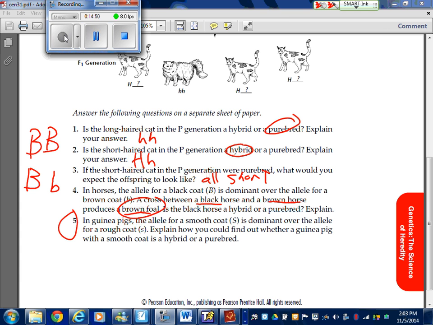And then this is the exact same thing. In guinea pigs, the smooth coat is dominant over the rough coat. And so you have the smooth coat guinea pig, and you don't know if it's hybrid or purebred. How do you find the answer? By mating it with one that only has the recessive trait, right? Well, we don't know. It didn't tell you what the offspring were, but that's how you could find out.